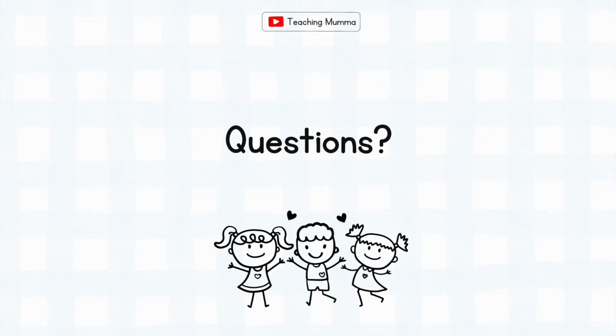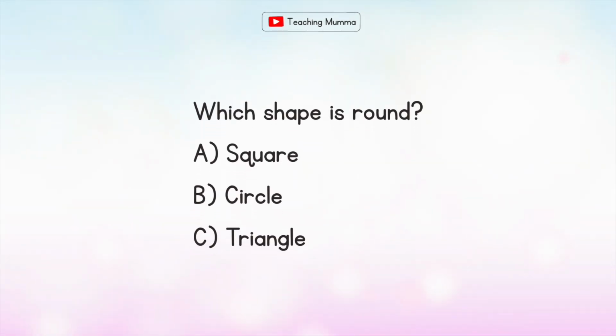Are you ready for some questions? Question 1. Which shape is round? Option A square, option B circle, option C triangle. And the right answer is option B circle. Very good.